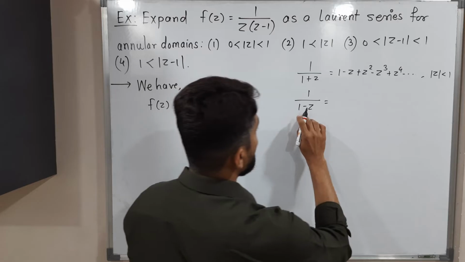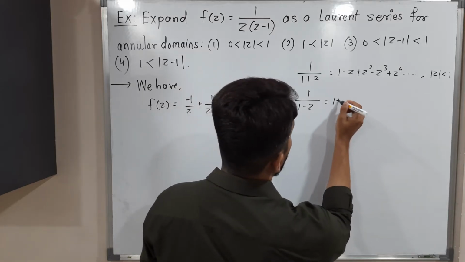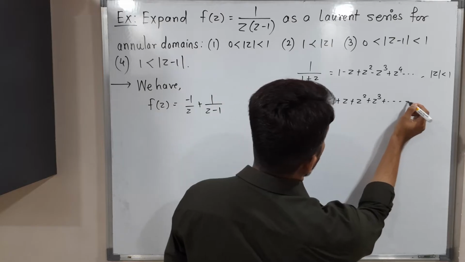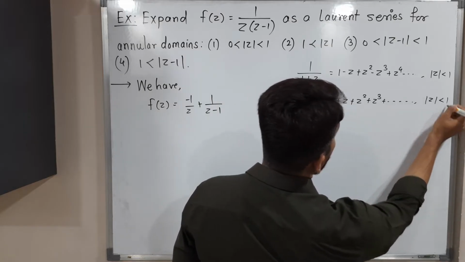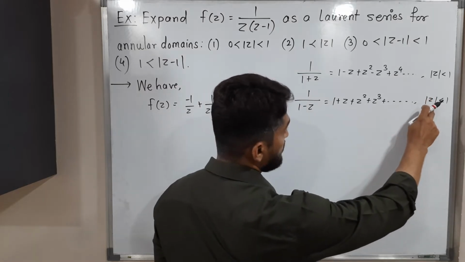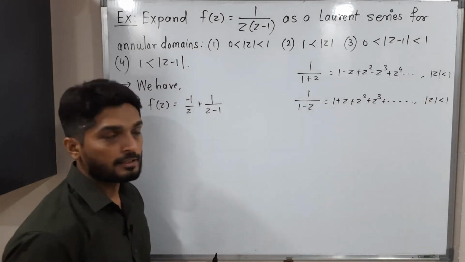Similarly, we have a series for this one also: 1 plus z plus z square plus z cube and so on. The condition is again mod z less than 1. If the condition is true, then only we can expand it in this way.